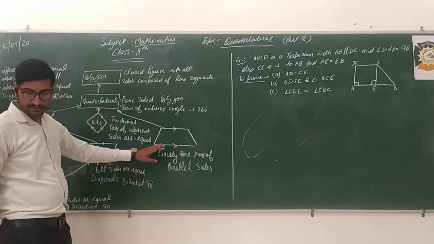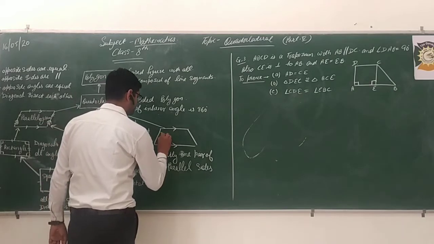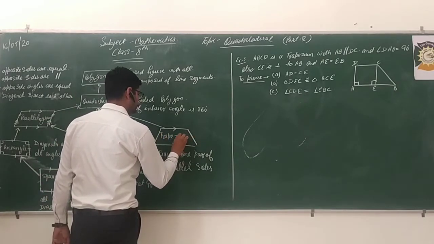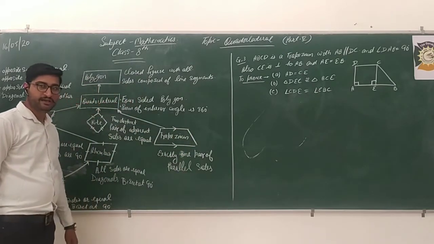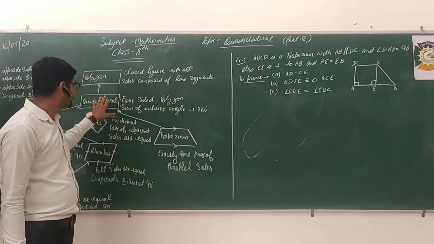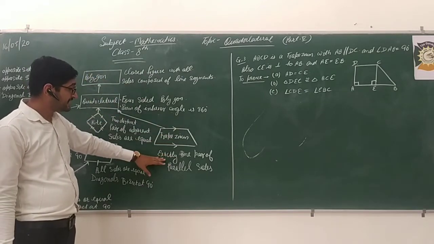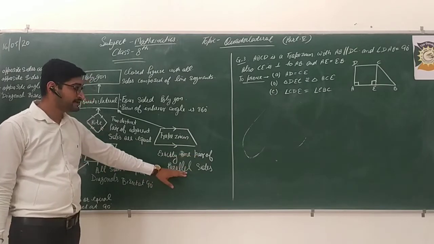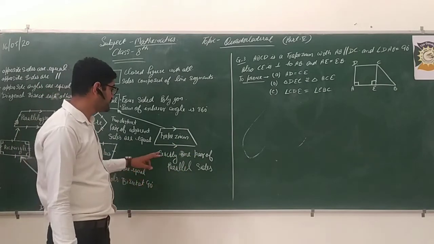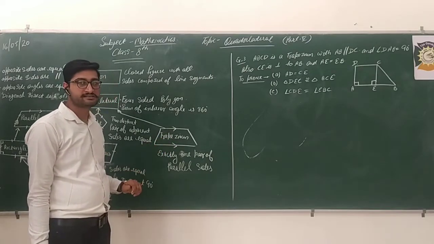After that, this one is the trapezium. Trapezium, it's also a quadrilateral, and quadrilateral is a polygon, so it's also a polygon. Exactly one pair of parallel sides. Here you can see this is the pair of parallel sides.